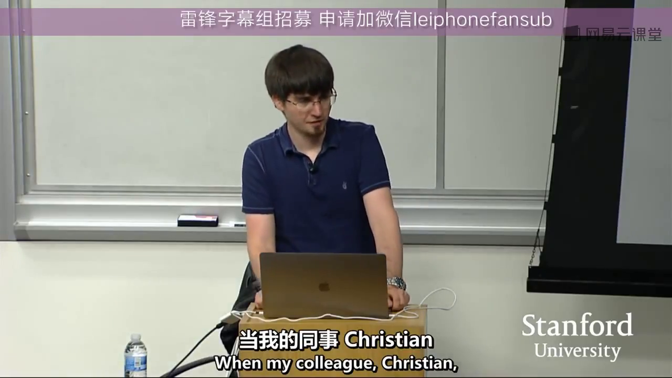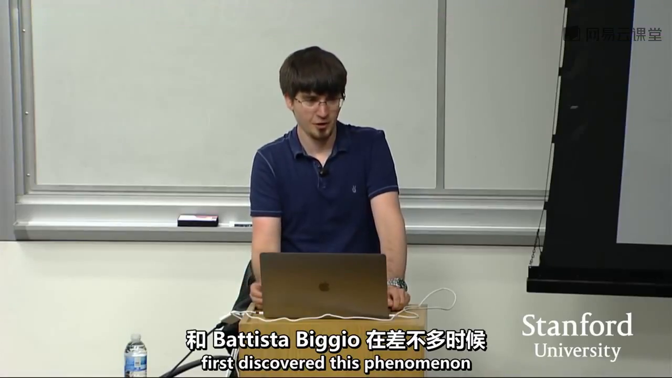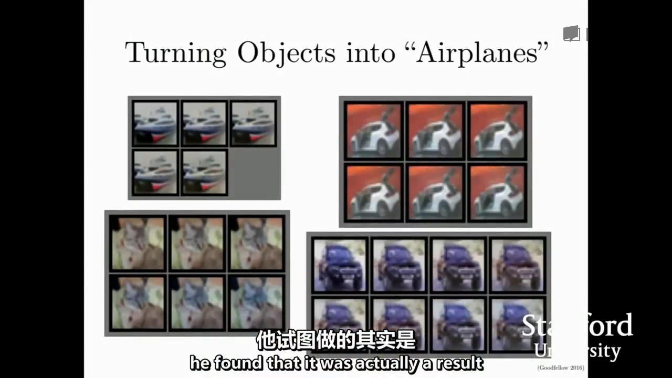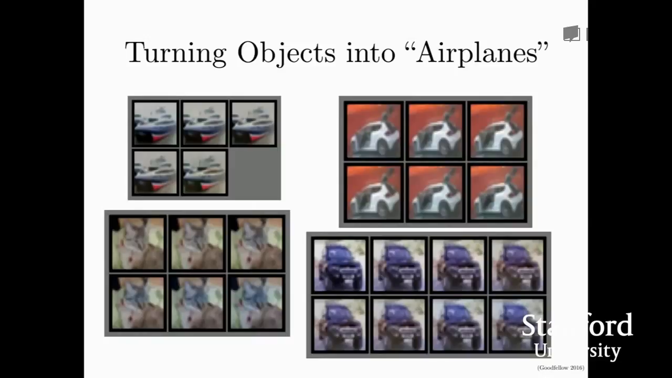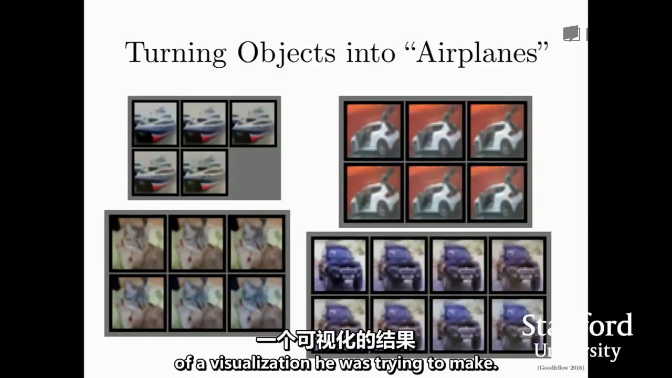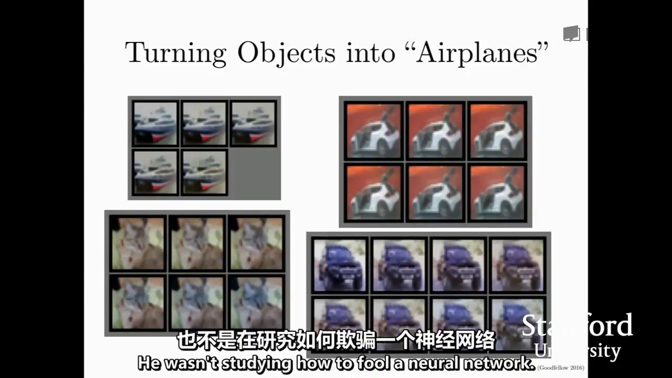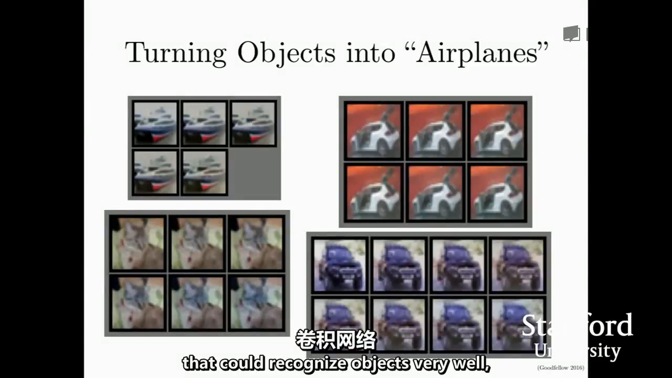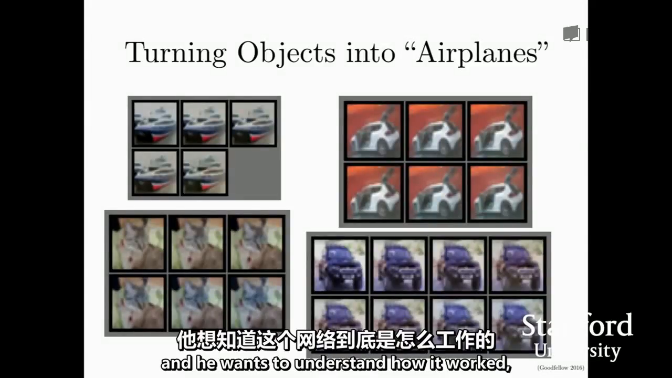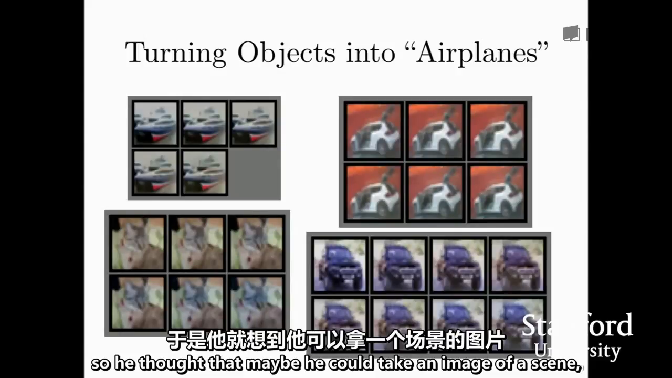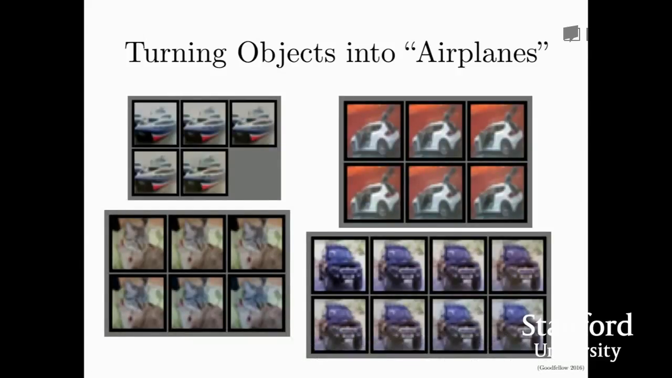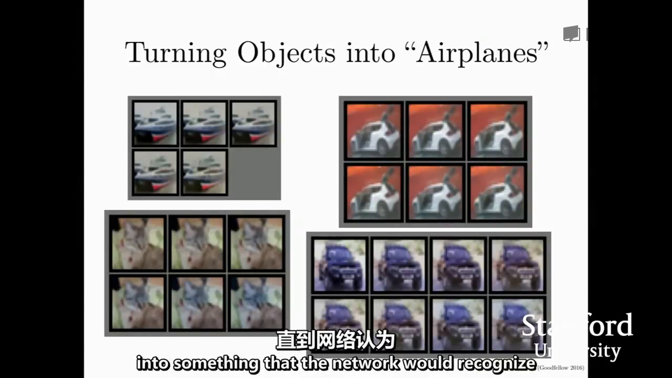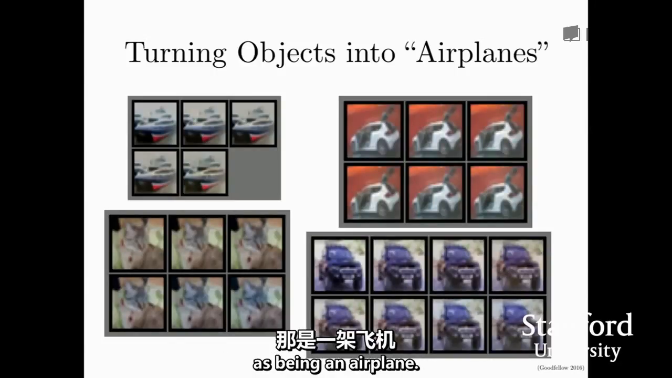When my colleague Christian first discovered this phenomenon, independently from Battista Biggio but around the same time, he found that it was actually a result of a visualization he was trying to make. He wasn't studying security. He wasn't studying how to fool a neural network. Instead, he had a convolutional network that could recognize objects very well, and he wanted to understand how it worked. So he thought that maybe he could take an image of a scene, like, for example, a picture of a ship, and he could gradually transform that image into something that the network would recognize as being an airplane.